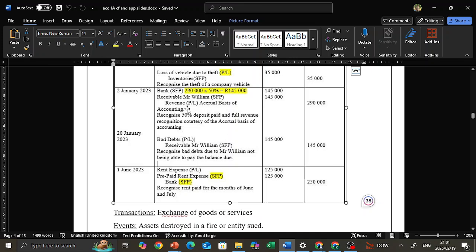Okay. So we record revenue on the credit side. Credit 290,000. Why are we recording the full 290,000? Because we have acknowledged that it is our asset. All right? This is the accrual basis of accounting. It even says right next to it, why am I recording this 290,000 really? Because of the accrual basis of accounting.